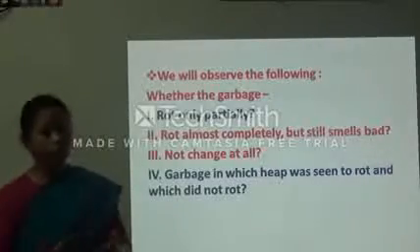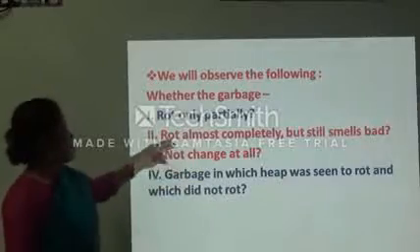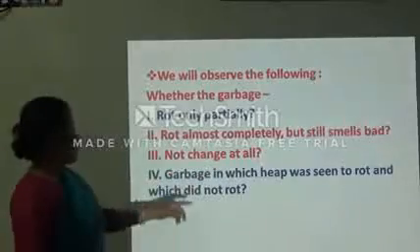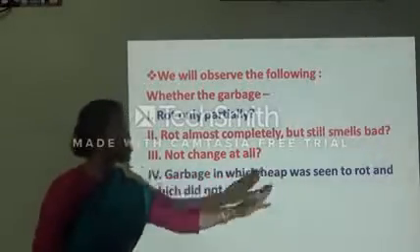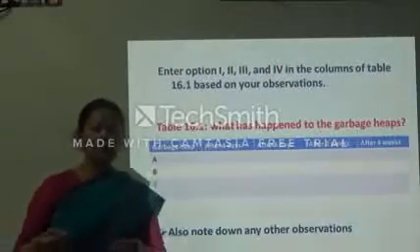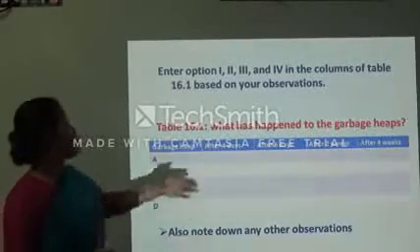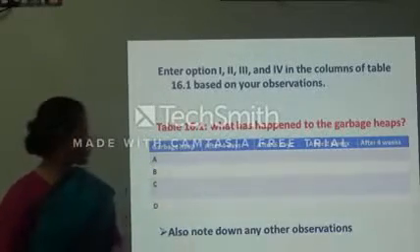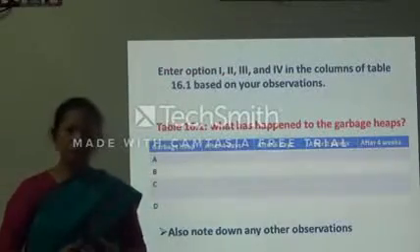We will observe the following: whether the garbage rots only partially, or rots almost completely but still smells bad, or has not changed at all, and in which heap the garbage was seen to rot and which did not rot. We have to enter the options 1, 2, 3 and 4 in the columns of table 16.1 based on your observations. And if there are any other observations, we should note them down.